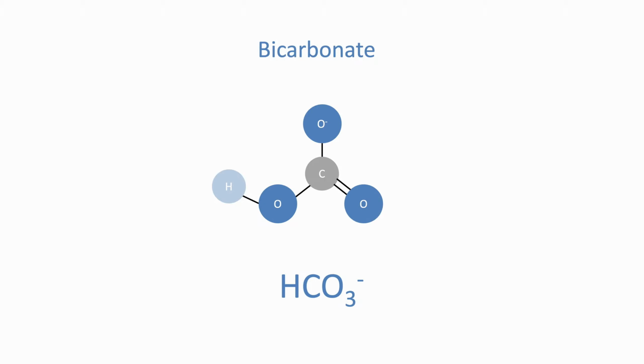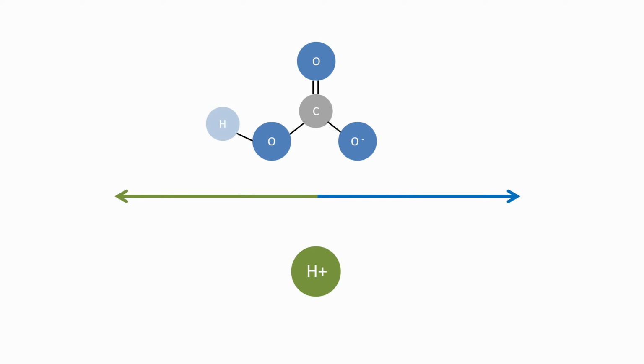The body uses other molecules, buffers, to bind up free hydrogens. Bicarbonate, represented here, is the most abundant buffer. You can think of it as hydrogen sponges soaking up excess hydrogen ions to prevent them from causing damage. Other buffers include our hemoglobin, bone, and phosphate. The body maintains a physiologic pH by regulating the balance between bicarbonate and hydrogen ions.